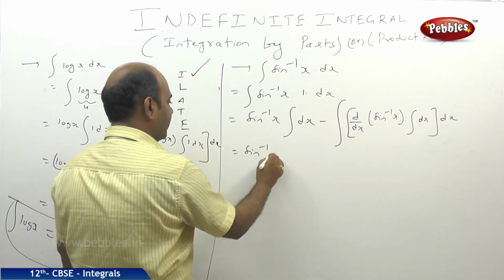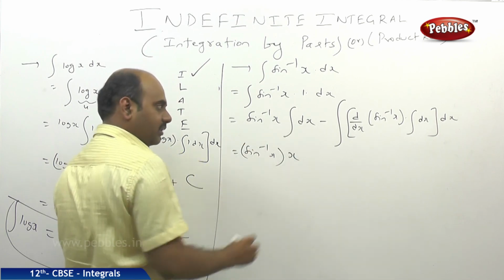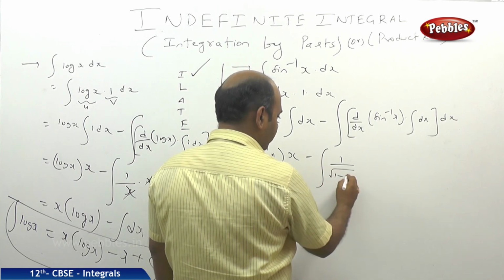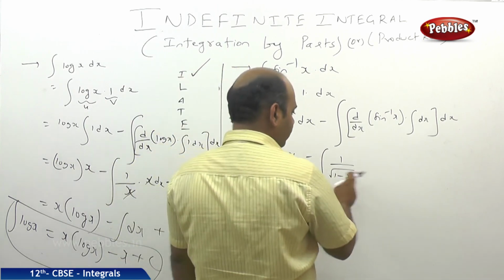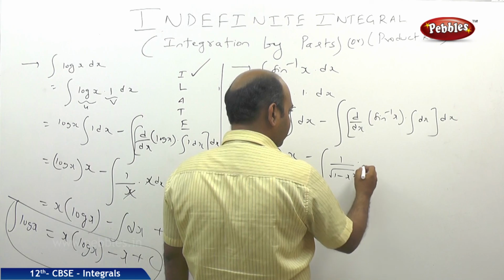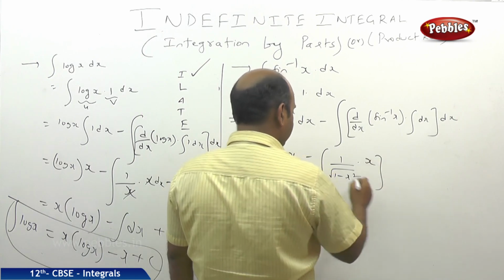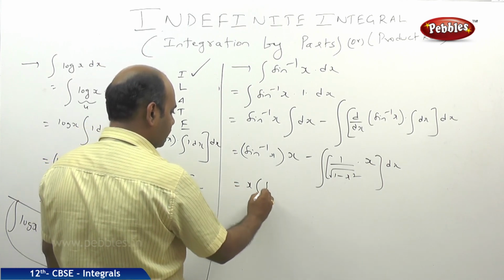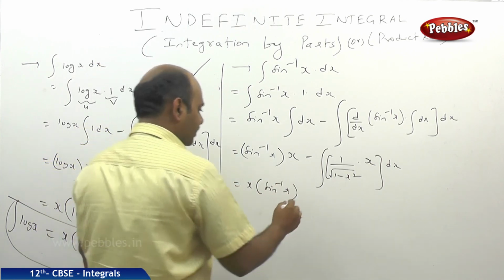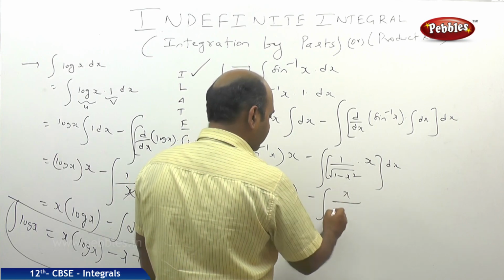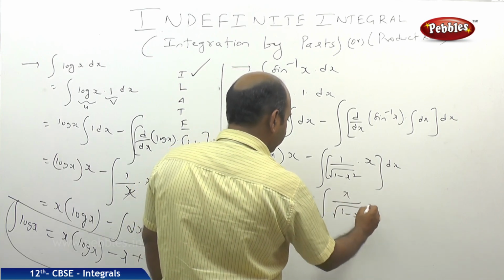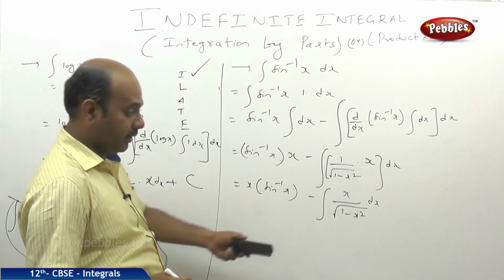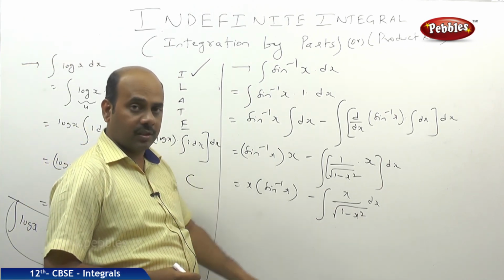So what happens? Sin inverse x, integral of dx will be x, minus integral of d by dx of sin inverse x. In the previous class we discussed it is 1 upon under root of 1 minus x square. Integral of dx is x and outside there will be dx. So finally x into sin inverse of x minus integral of x by under root of 1 minus x square dx. Now again we need to evaluate this particular integral.